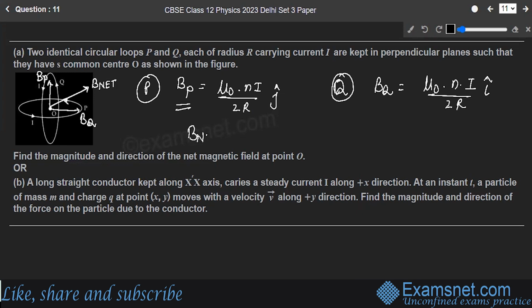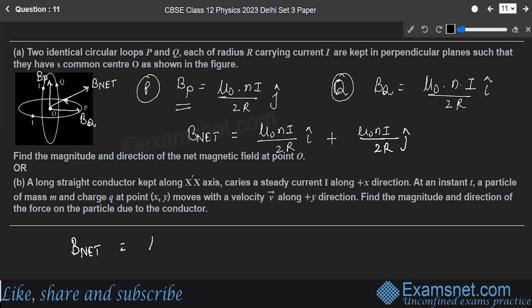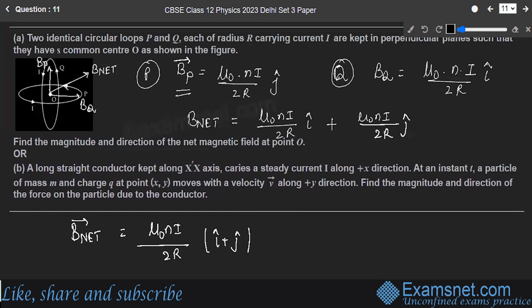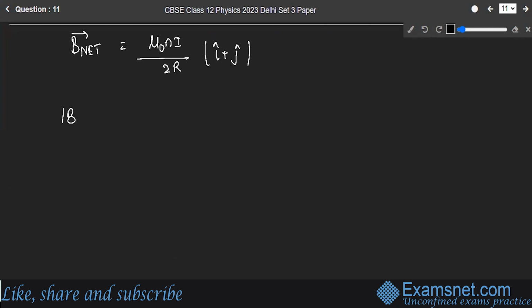So the net magnetic field B net is given by the summation of mu naught Ni upon 2R I cap plus mu naught Ni upon 2R J cap. Carrying it further, B net is given by, taking mu naught n I upon 2r common, I plus j. This is the vector. So now its magnitude will be given by this.